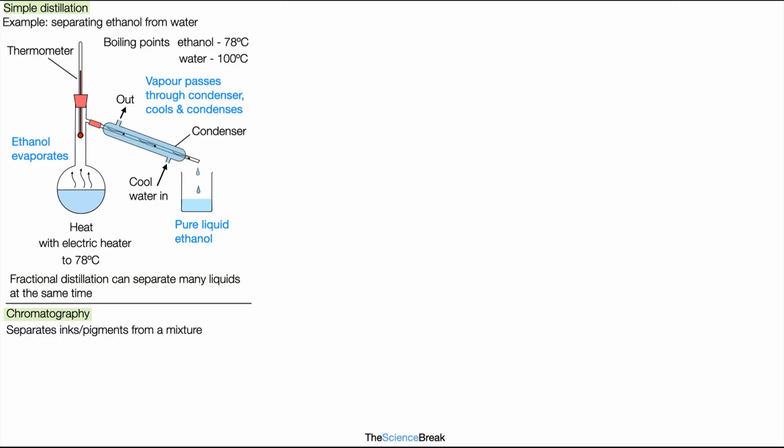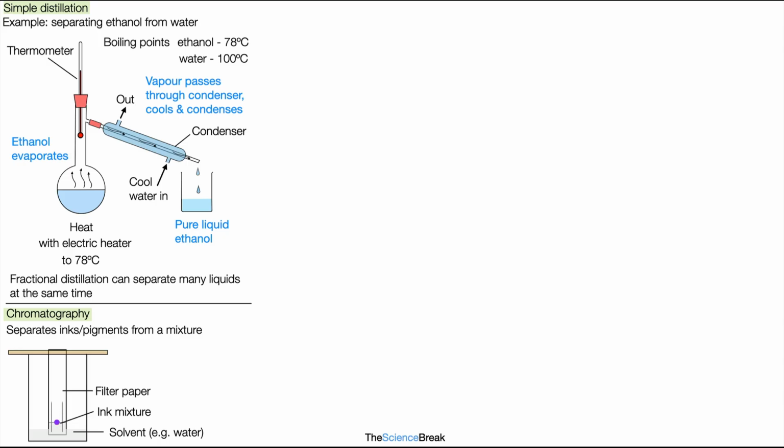Next is chromatography. This separates inks or pigments from a mixture. This is the apparatus. We have filter paper. We have solvent. In this case, the example of a solvent is water. And we have our ink mixture on a pencil line at the bottom of the filter paper. The solvent, in this case water, soaks up the filter paper. It dissolves the inks, which move up at different speeds through the filter paper, and they separate. Water and inks soak upwards along the filter paper and separate. There is more detail about this in paper 2.